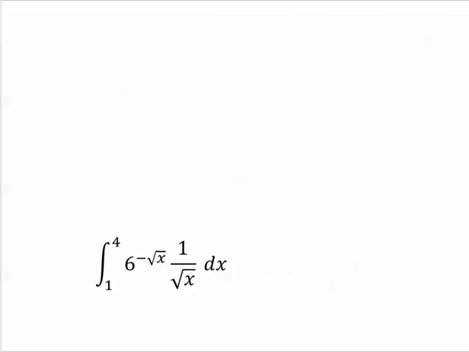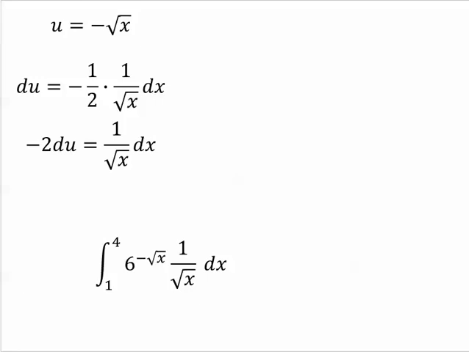Let's do another problem. Have u be the exponent, negative radical x. In that case, du would be negative 1/2 times 1 over radical x dx. Again, I can see that I've got 1 over radical x dx. I have what I need. So what I'm going to do is just solve for 1 over radical x dx, and I get negative 2 du.